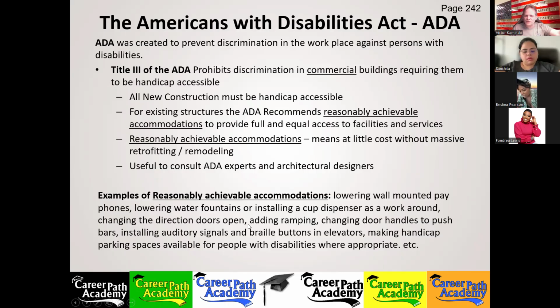Changing the directions that doors open, adding ramping, changing door handles to push bars, installing auditory signals and braille buttons in elevators, or making handicap parking spaces available for people with disabilities where appropriate. So this is what you need to know for exams: reasonably achievable accommodations and what that means.